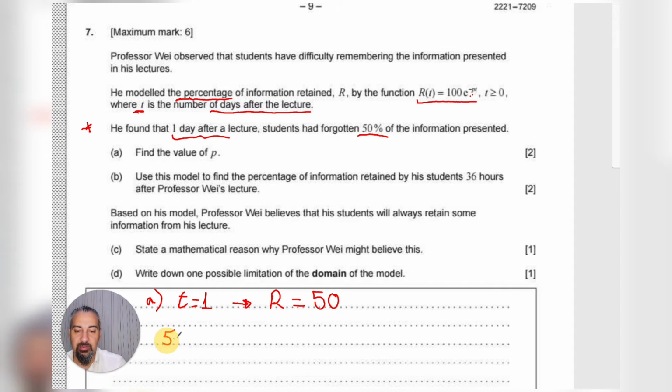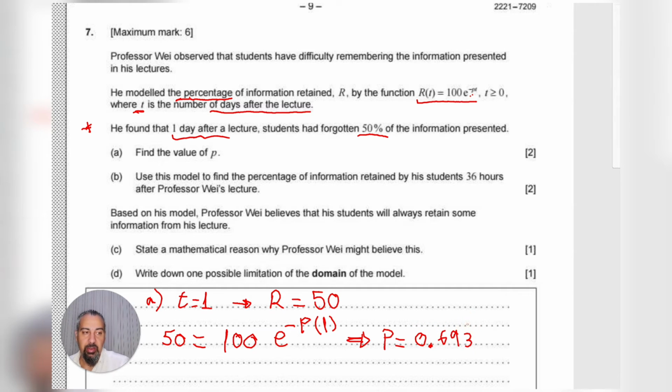So we would write 50 equals 100 times e power negative p multiplied by 1. And from here, we will use our graphing display calculator, insert this into equations, and we will get p equals 0.6933147 and so on. So we need three significant figures, 0.693. So this is part A.